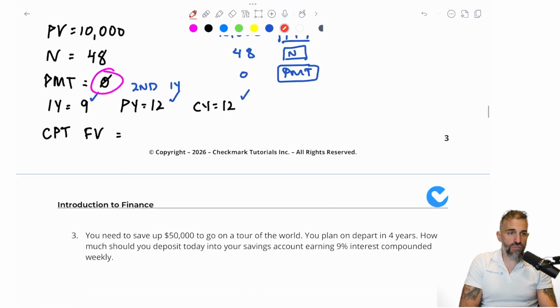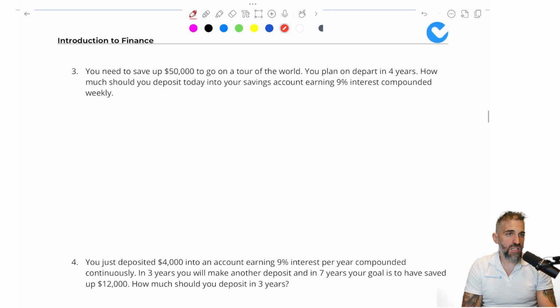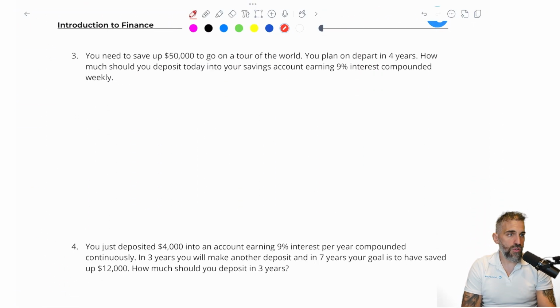Okay, so I got my future value. Let's do a couple more. You need to save up $50K to go on a tour of the world. You plan on departing in 4 years. How much should you deposit today? Okay, so you need to have 50.